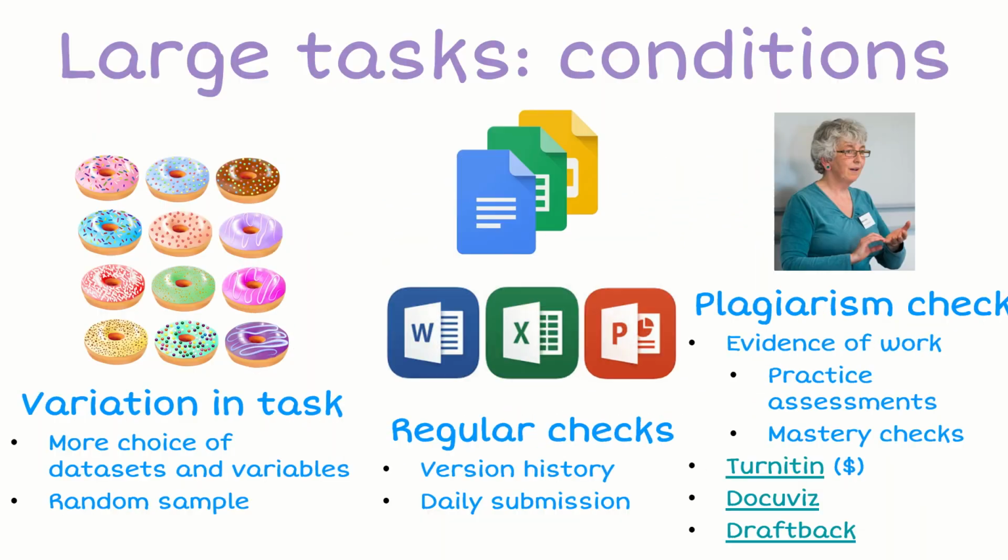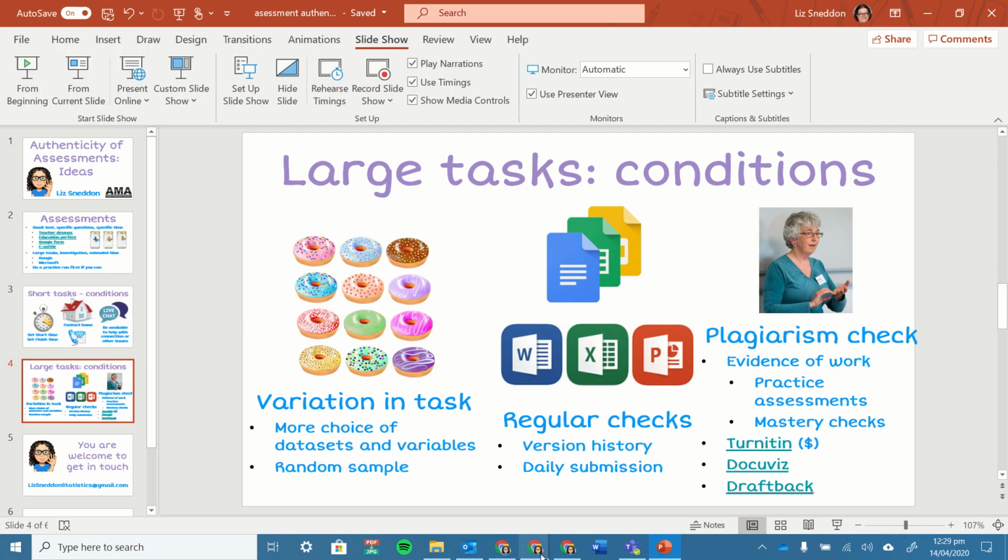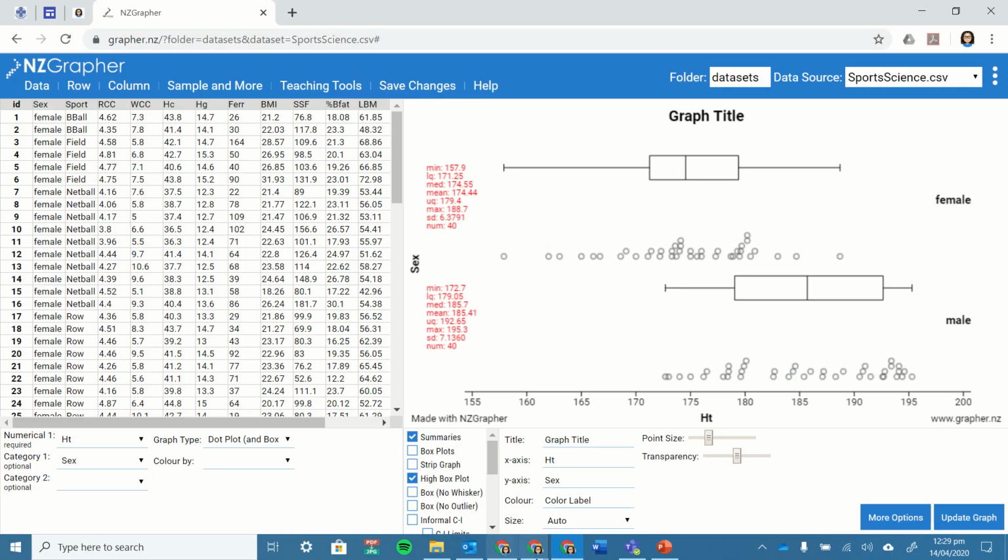What else? Regular checks. So when they submit their work, either through Google, it can be any of the Google Docs, Google Sheets, Google Slides, whatever, there is a way for me to check the version history. And same with in Word, Excel, PowerPoint, there is a way. So let me just show you those 2 options.